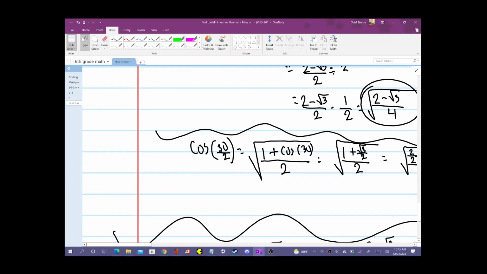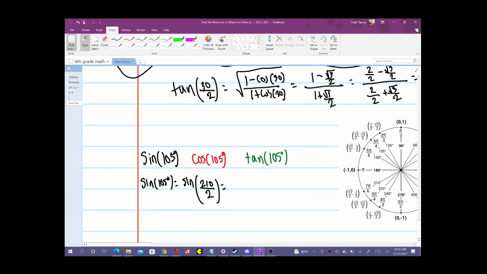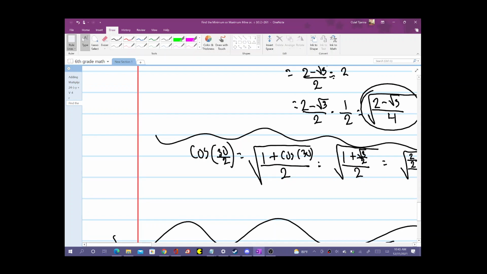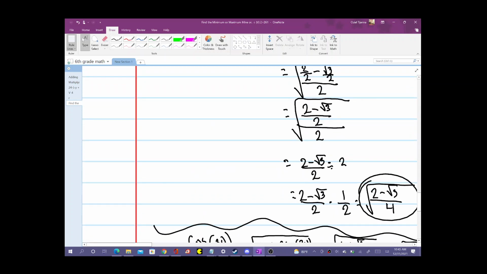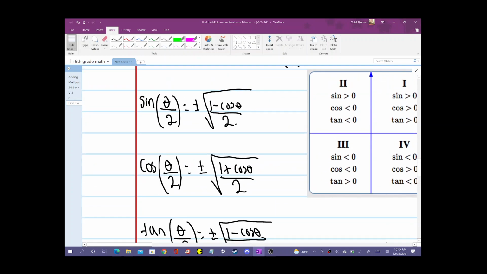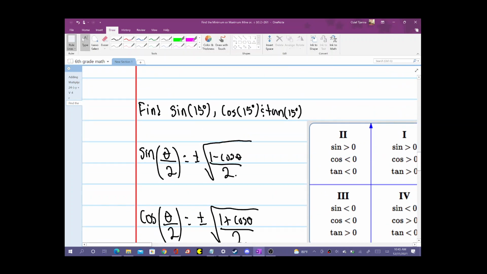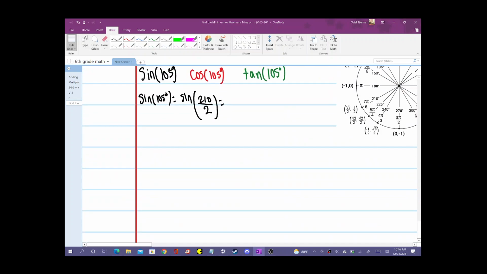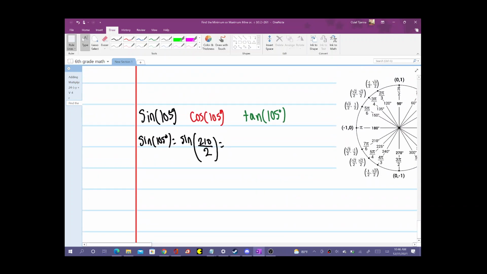That's another thing that I wanted to mention about this topic. Of course, 15 was easy because 30 over 2 is 15. But for 105, we have to multiply by 2. And even for the other one, they wanted to know what sine of 15, cosine of 15, and tangent of 15 were. So multiply 15 by 2 to get the theta part, over 2, right? That's exactly what I did.